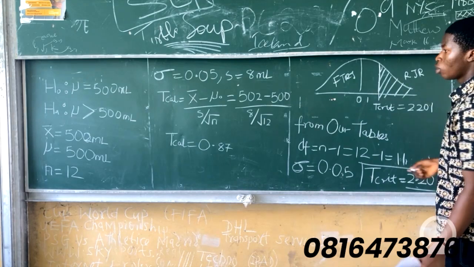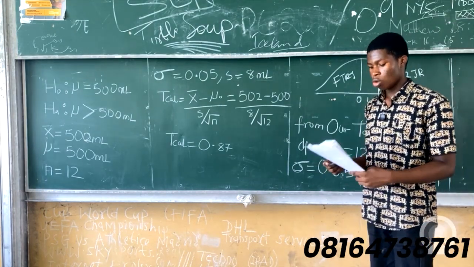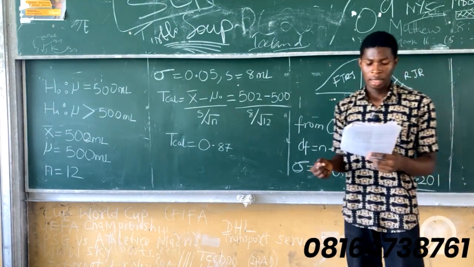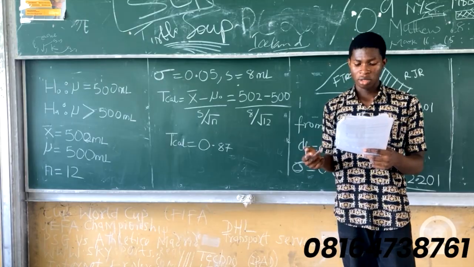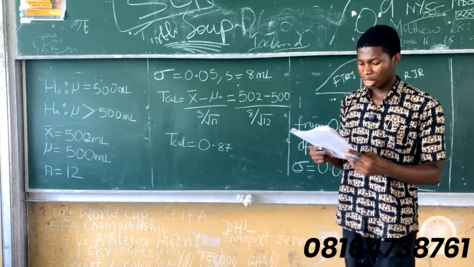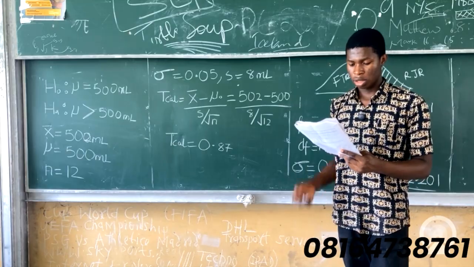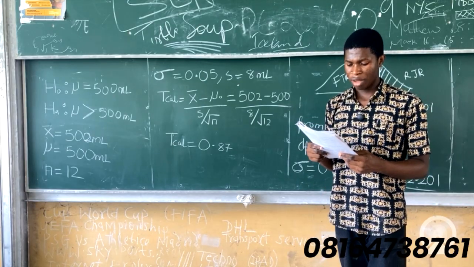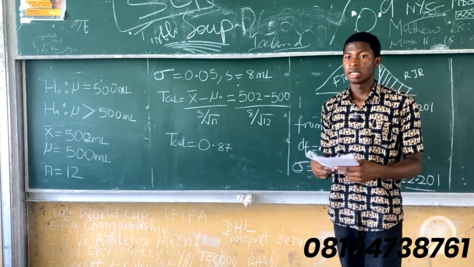So now we are going to write our conclusion. At the 5% level of significance, we have sufficient evidence to conclude that the machine is not overfilling. So we fail to reject. That is basically it.